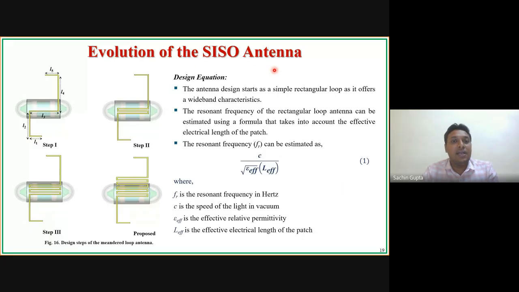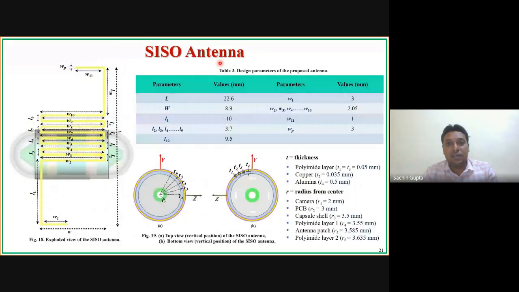So here you can see the antenna design. It starts as a simple rectangular loop, and it offers a wideband characteristic. This equation is used to calculate the resonant frequency of this antenna. This is an illustration of a single input, single output antenna, where we have used two antenna elements. This is a detailed view of this single input, single output antenna. You can see the dimensions also.